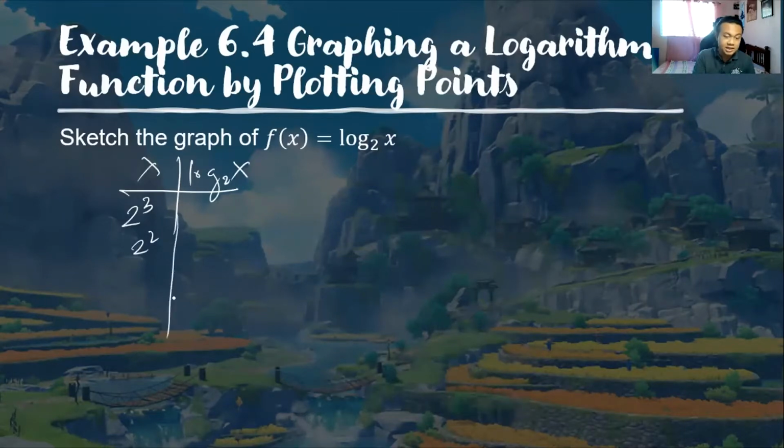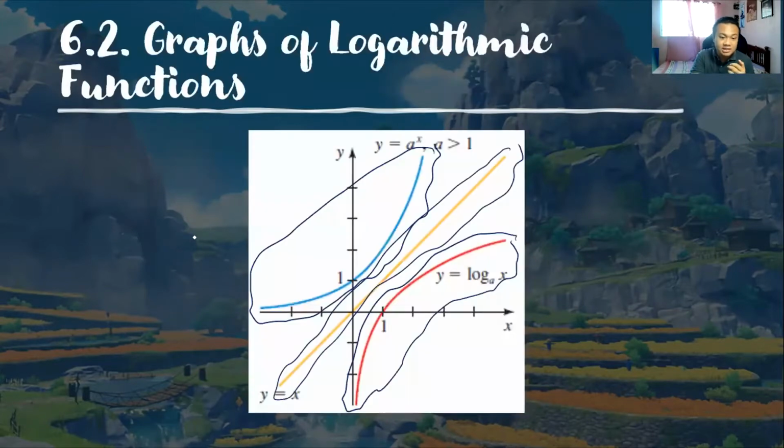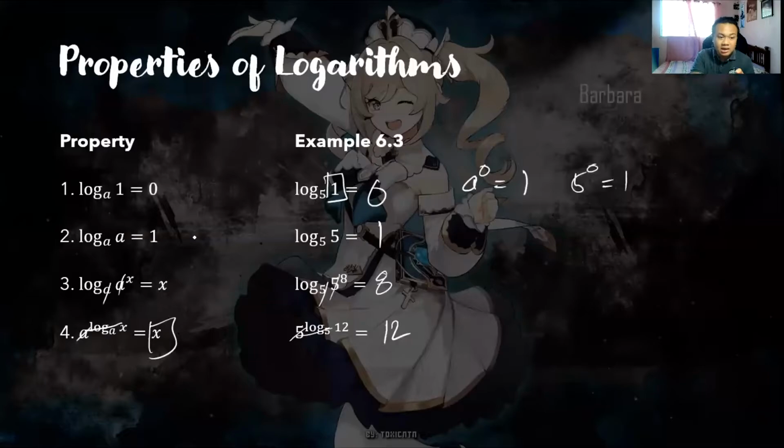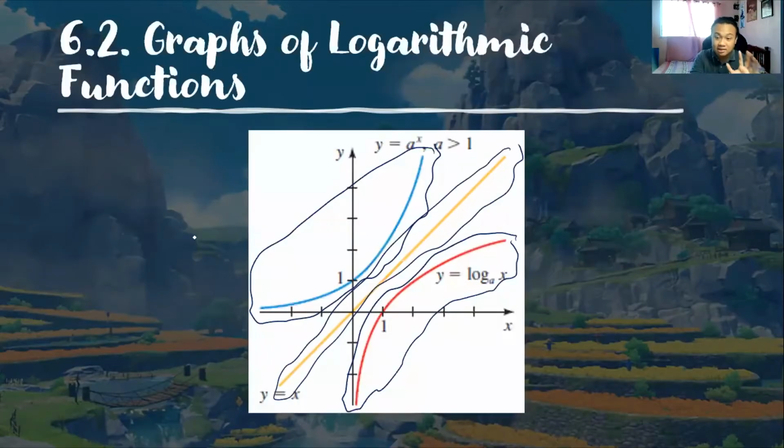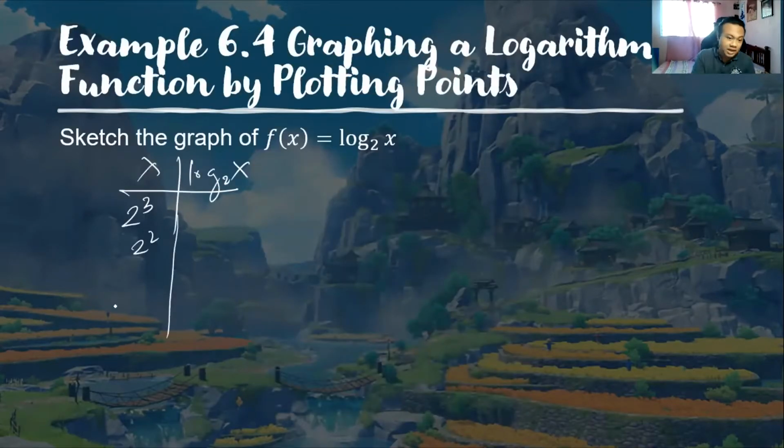We are taking advantage of the properties earlier, right? That's property number 3. Let's take advantage of that. So 1, then 2, negative 1, 2, negative 2, 2, negative 3. And then the answers of that are 3, 2, 1, 0, negative 1, negative 2, negative 3.